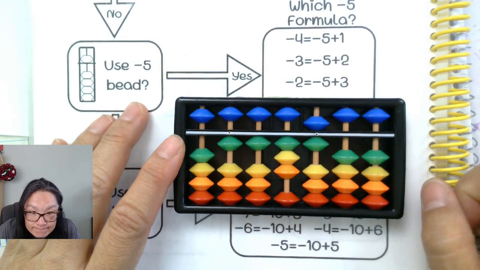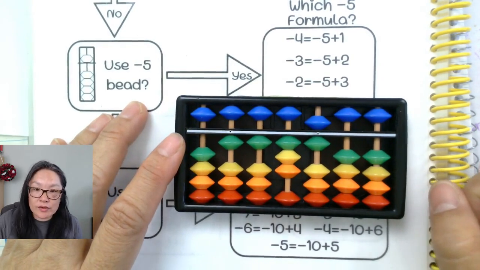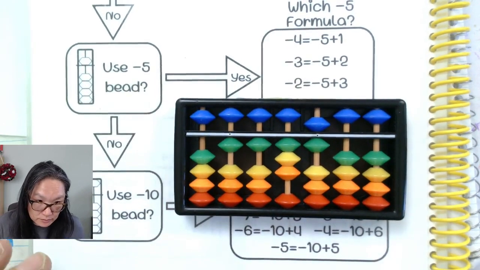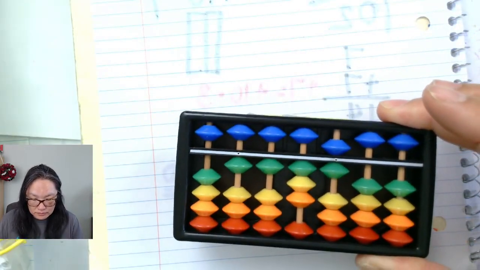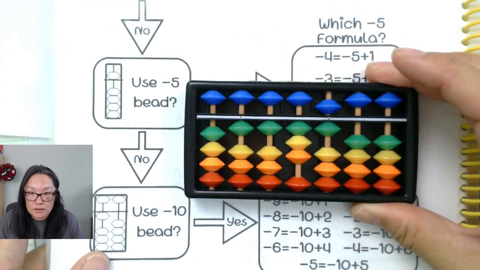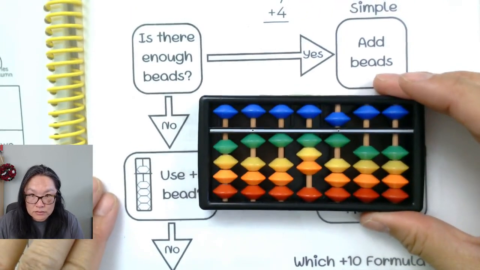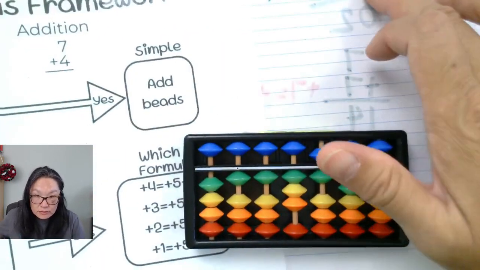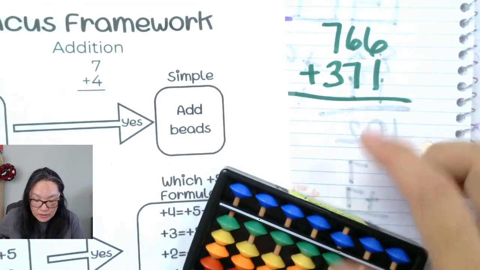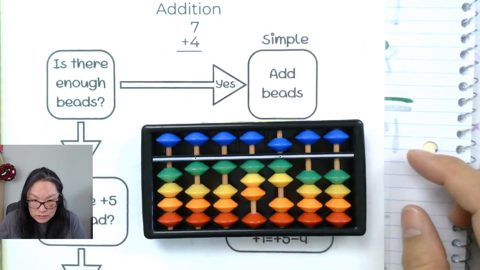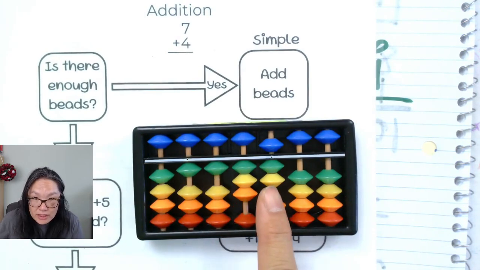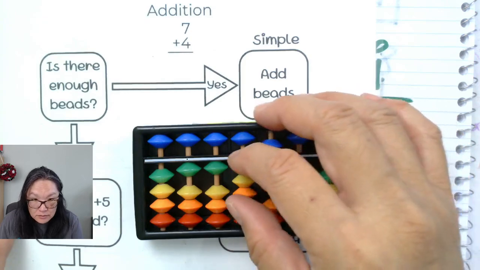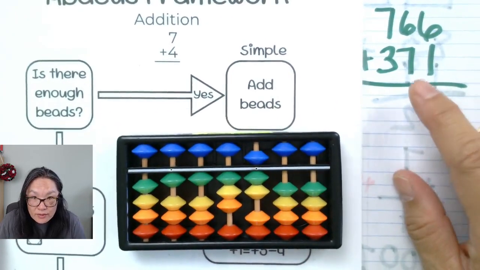Did that make sense? That was a 2-step equation. Okay? Can I add 1? Our final question is 1, right? Can we add the 1? Yes. Add the 1. So my final answer is 1,137. Did that make sense? So this right here is our 2-step.